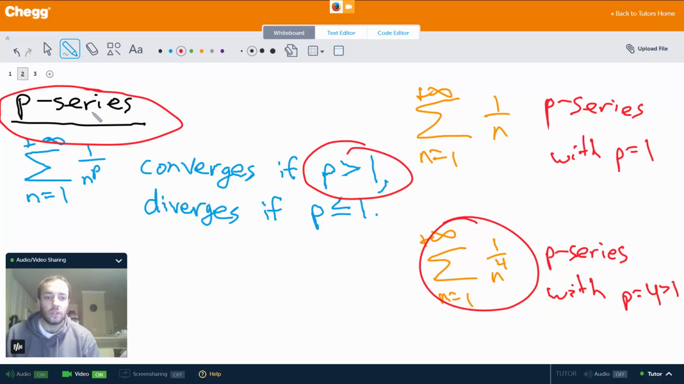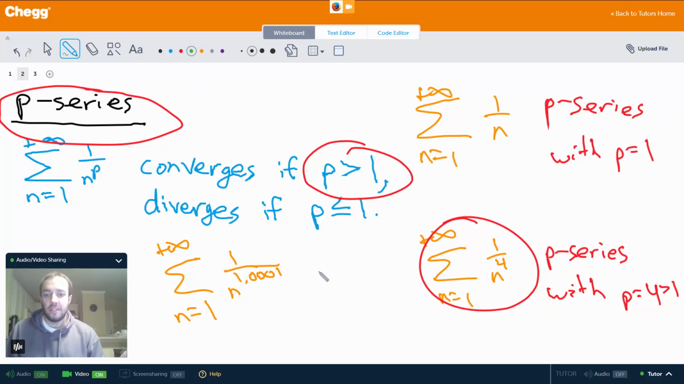Okay, so we see that these two are p-series. Let's look at one more p-series. Let's say we have the sum from n equals 1 to positive infinity of 1 over n to the 1.0001.